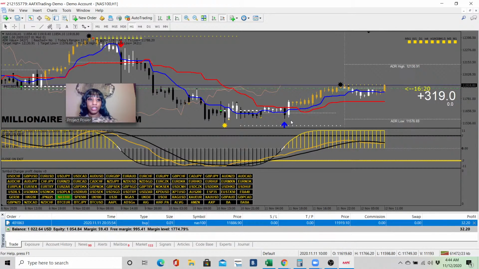The SBA stands for Star Bar Arrow. And as you can see, we have a star here, a bar, and an arrow. This is on the 1 hour time frame.